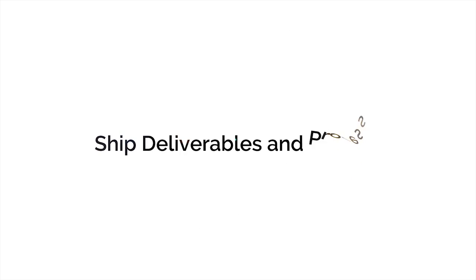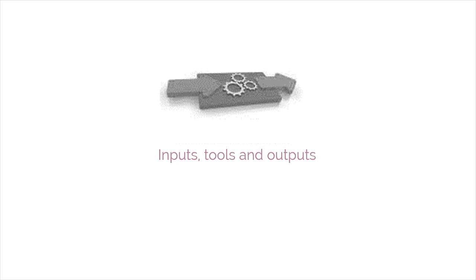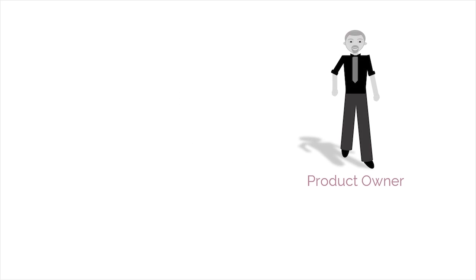Ship deliverables is the first process carried out. So as to understand the process, we need to know the inputs, tools, and outputs involved. Let's learn them one by one. Product owner is the first source of input. One of the outputs of this process is the identification of the product owner.